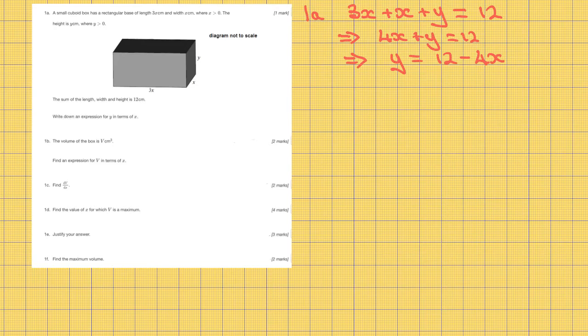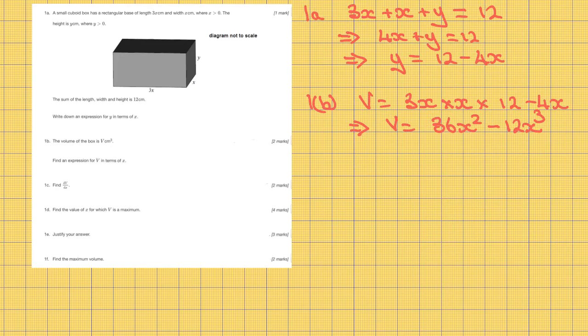1b. The volume of the box is v cubic centimeters. Find an expression for v in terms of x. So 1b. The volume is equal to 3x times x times 12 minus 4x. Therefore, v is equal to 36x squared minus 12x cubed.